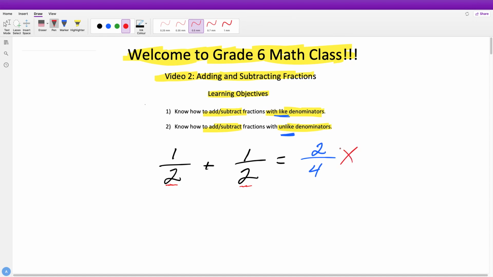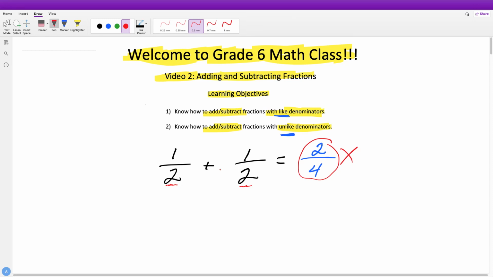But we know that this has to be wrong, because if we think about it, 1/2 of something plus 1/2 of something should equal an entire whole, an entire piece of it. So this, 2 over 4, is not an entire whole. So we know that this cannot be right when we are adding and subtracting fractions. We don't have to add both or subtract both. So we're going to go over in this video, well, what is it that we do?